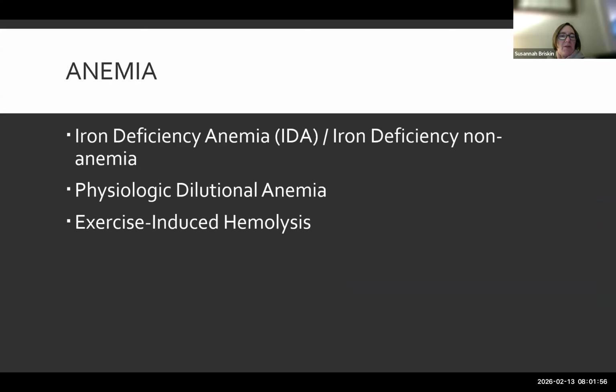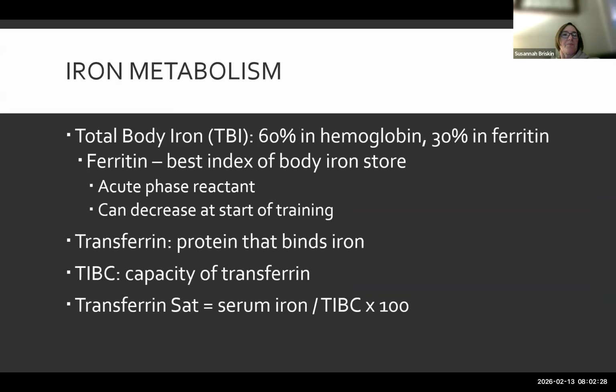So thinking about anemia, there's really three types of anemia we talk about when we're thinking about the sports world, in terms of questions that you'll get, as well as clinical things you'll run into. Probably the most common is what we consider iron deficiency anemia, or what we treat a lot, iron deficiency non-anemia, which is going to be those low ferritin people. And then physiologic dilutional anemia, and then exercise-induced hemolysis. So these are all important to think about clinically, especially if you're drawing blood work from your patients.